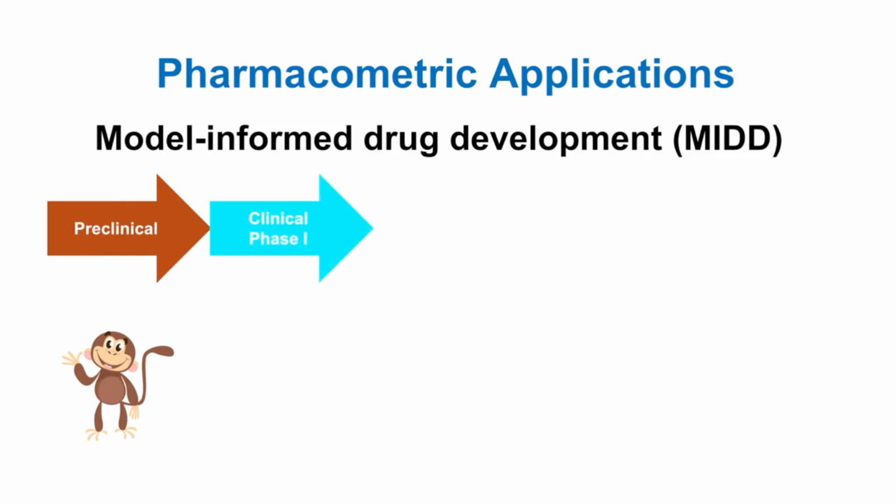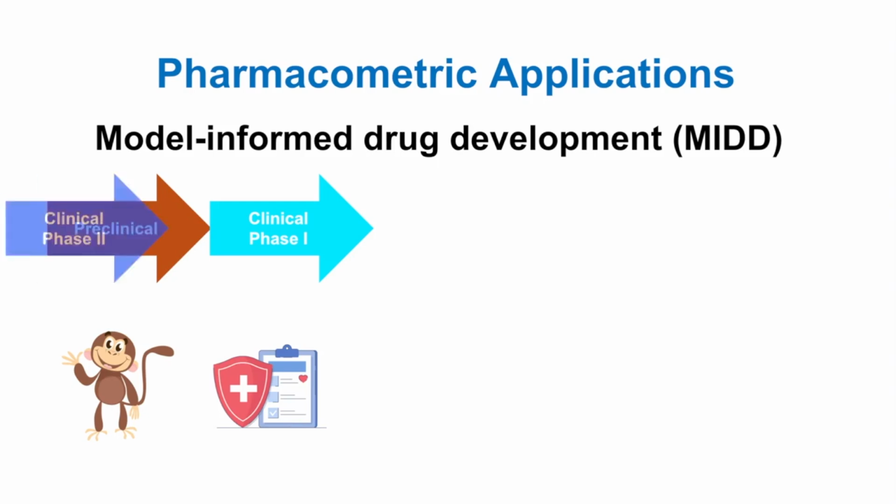Next is phase 1 clinical development. The primary objective here is to evaluate safety, tolerability, and initial PK and PD in healthy volunteers. During this phase, pharmacometric modeling can help identify appropriate dose ranges, characterize drug exposure, and support early dose escalation decisions.